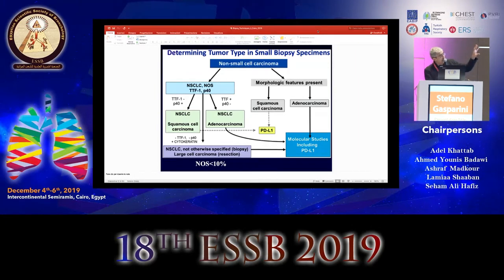Generally, this is a very nice flowchart, because if you have adenocarcinoma, you can send material for molecular studies, including PD-L1, that is necessary for immunotherapy. If you have squamous cell carcinoma, again, you require PD-L1, or it can require also molecular study in squamous cell carcinoma if the patient is a non-smoker or if the patient is very young. The percentage of not otherwise specified cancer should be very low, less than 10%. This is what the guidelines and the literature recommend.